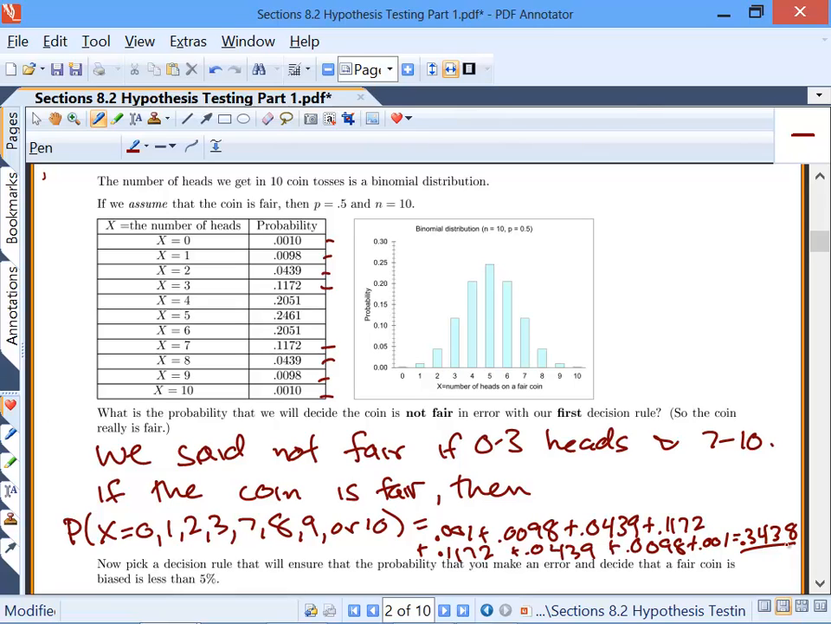I got 0.3438. Anyone else? I got 0.3437 with the complement rule, so I had to times it by 2. Oh, the rounding's probably off because I'm not using every decimal place. That's why. So when we look at this, this means if our coin really was fair, the probability that we decided it was not fair in error was about 34%.